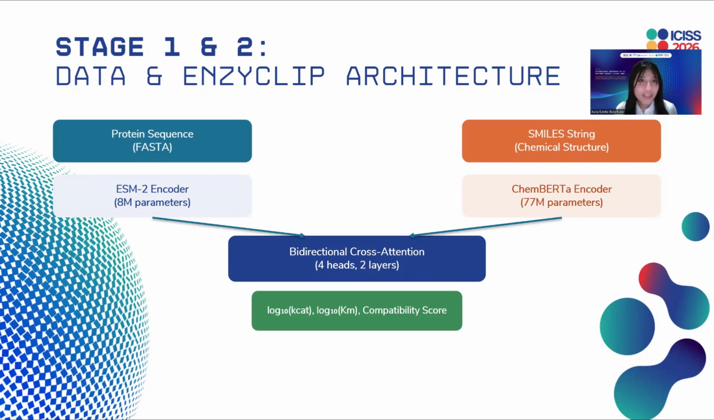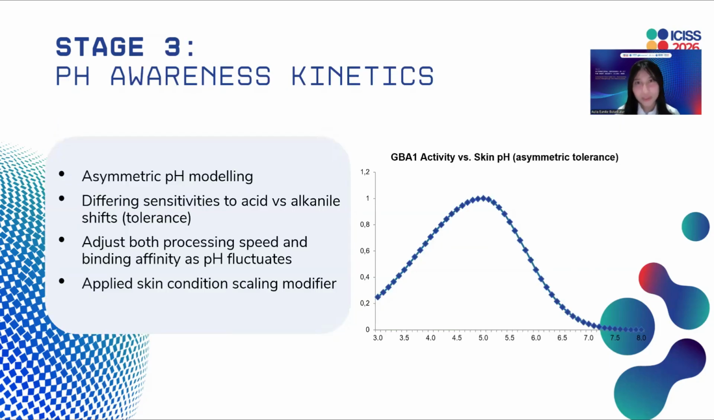Out of that, we get the predicted kinetic values, kcat and KM. kcat basically tells you how fast the enzyme works once it's got the ingredient, while KM tells you how easily it grabs the ingredient in the first place. Other than those, we also get a raw compatibility score, but we don't just take that raw score at face value. Now here's something that we learned.